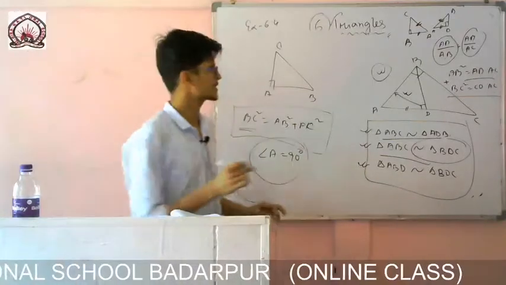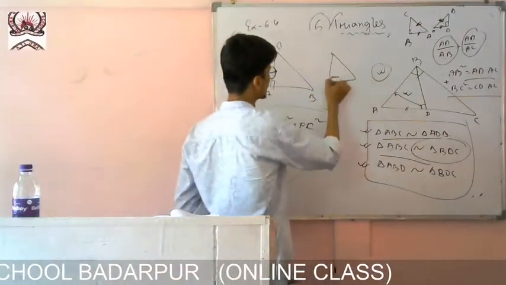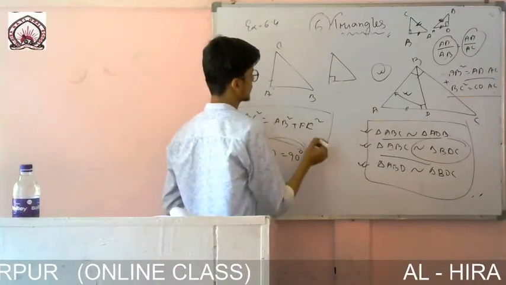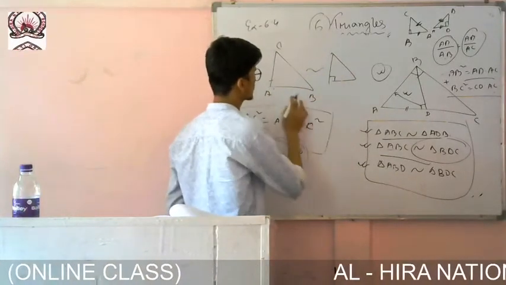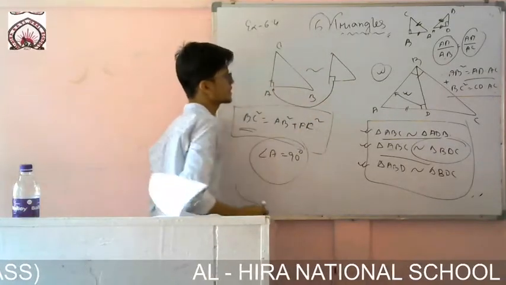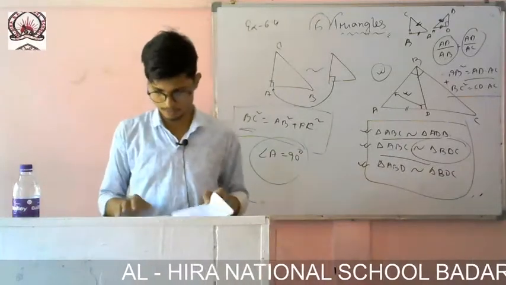If these two triangles are similar, they have taken it like this. One triangle was given, and in another they have taken this angle as 90 degrees. So if they can prove that these two triangles are similar, then they can say that this angle is 90, that means angle A is also 90. So similarly, this one they have used.